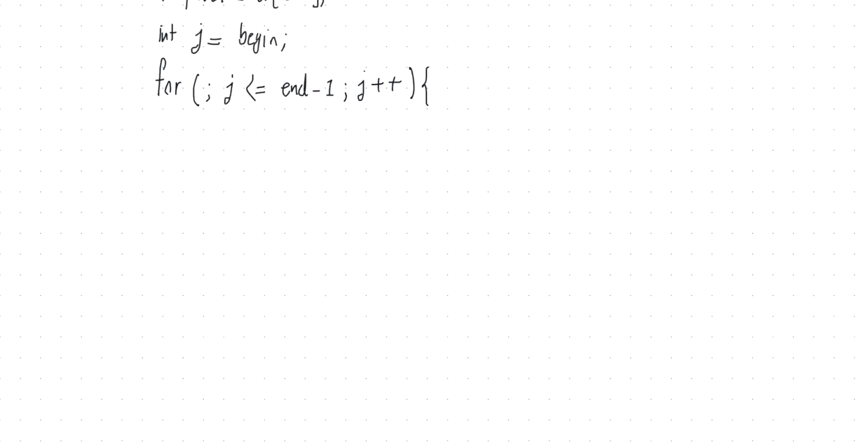So it says if a at index j is less than the pivot, then increase I and swap a at I with a at j.